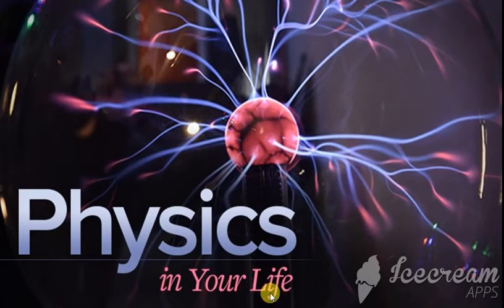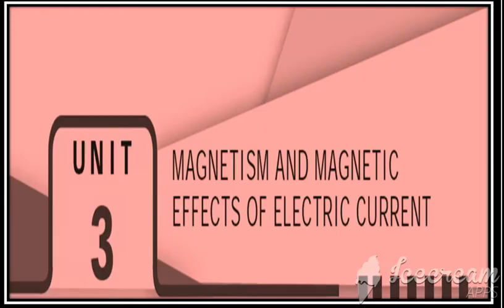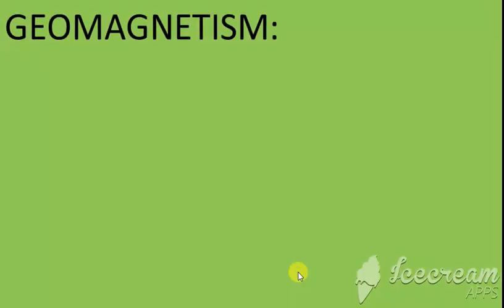Today in physics we are going to see chapter 3, magnetism and magnetic effects of electric current. In this chapter we are going to see only magnets and what their effects are. First, let us see what geomagnetism is.